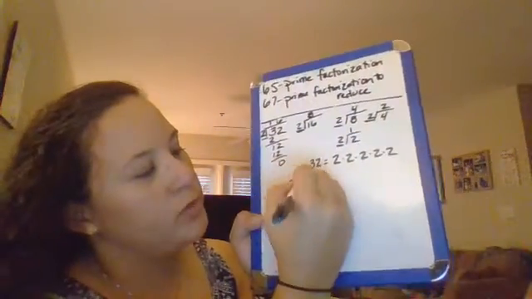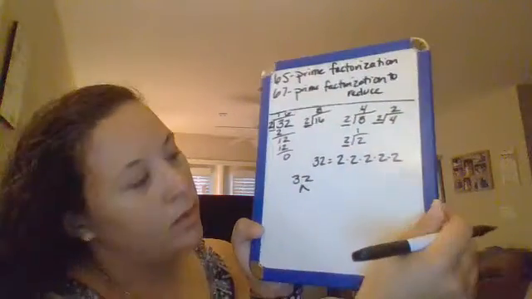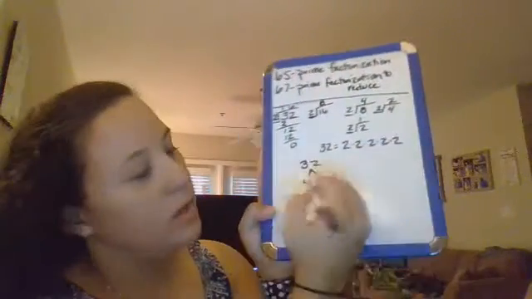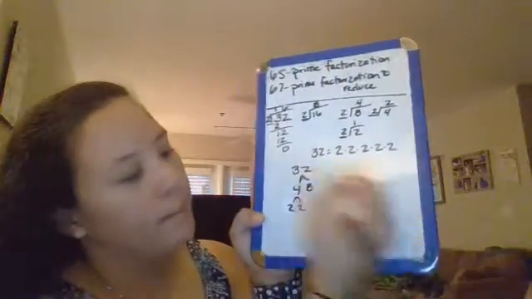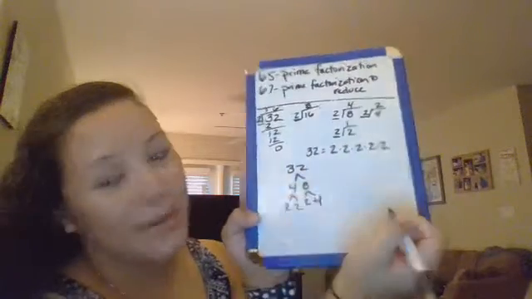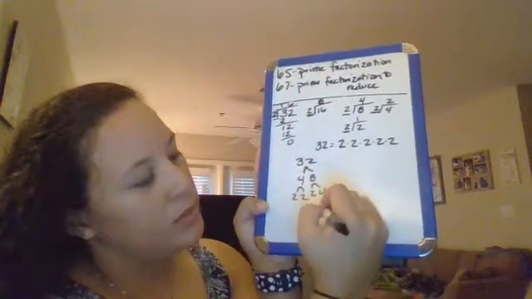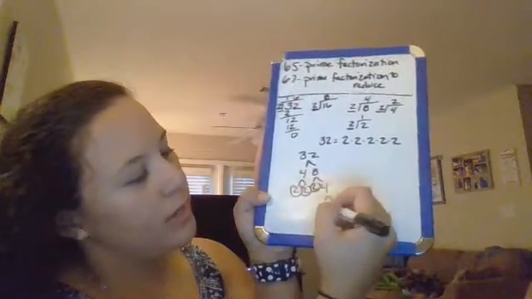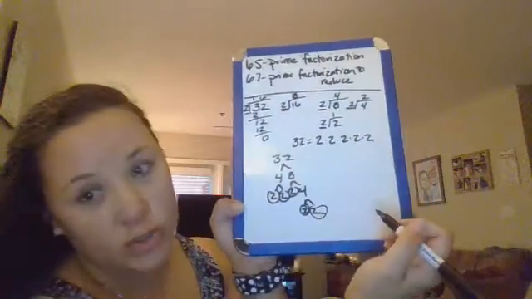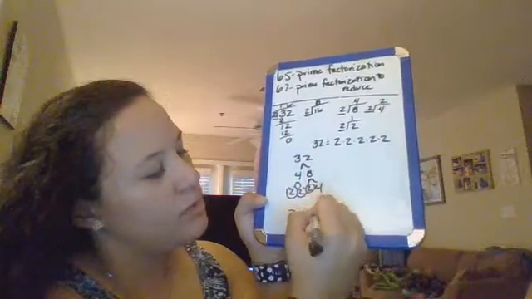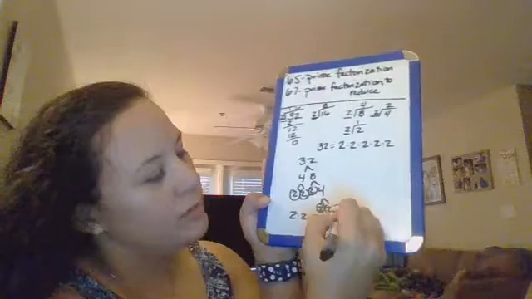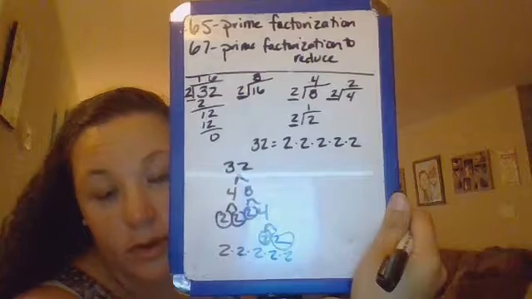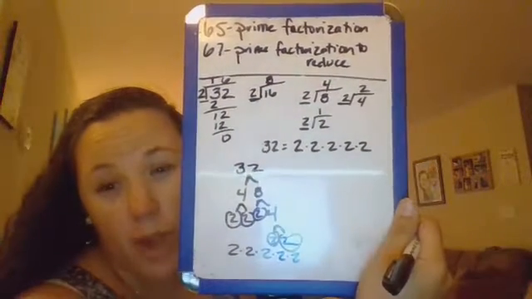And if we were going to do the tree, we know that 4 times 8 is 32. 2 times 2 is 4. 2 times 4 is 8. And then 2 times 2 is 4 again. So we have 1, 2, 3, 4, 5 2s. So we have the same answer. 2 times 2 times 2 times 2 times 2. And that is all for basic prime factorization.